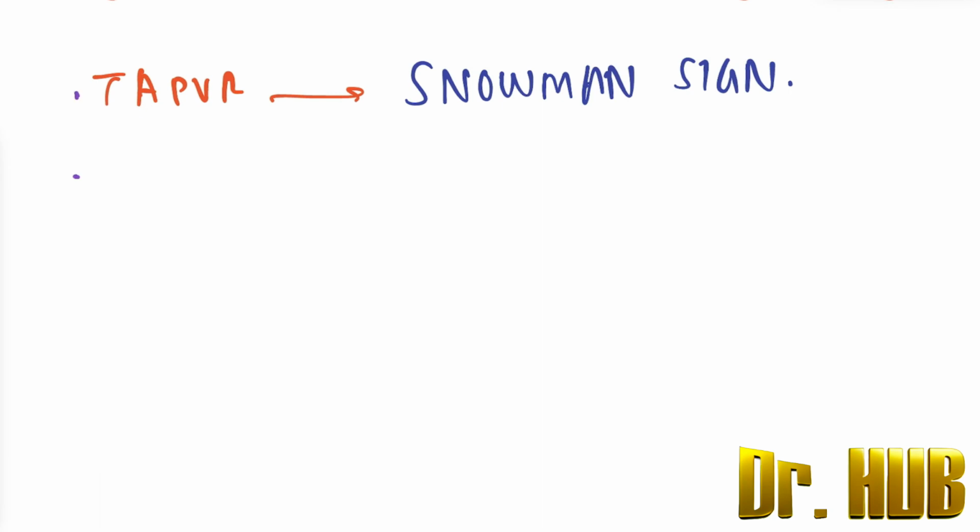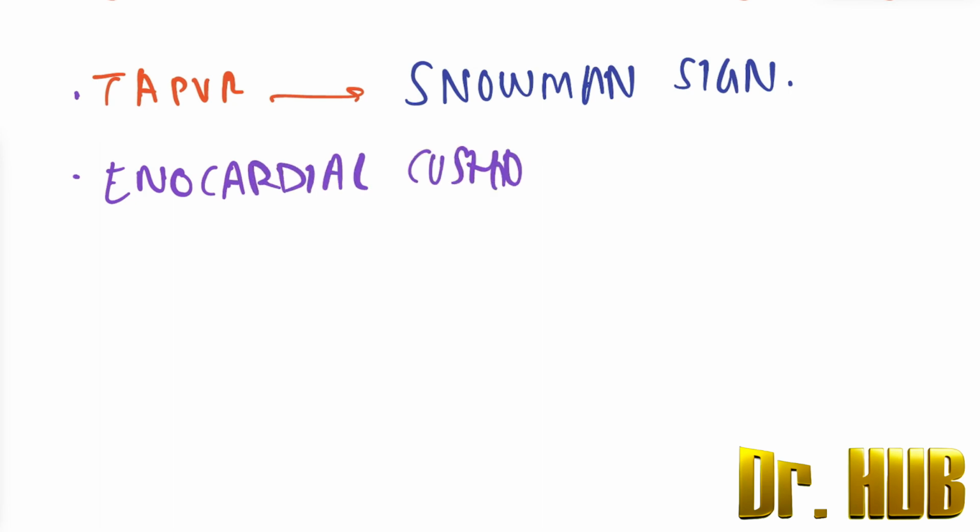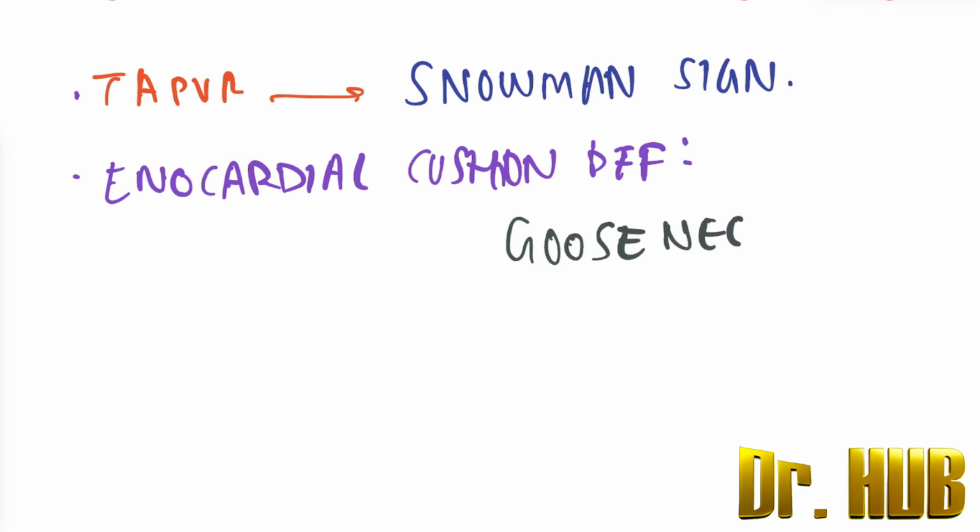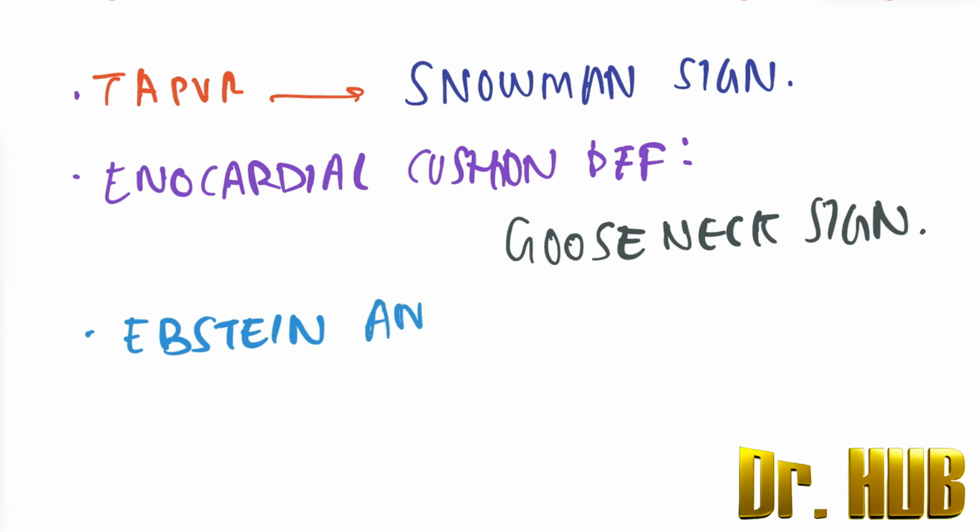Then we look at the endocardial cushion defects. So endocardial cushion defects, what does this include? This includes the gooseneck sign. Gooseneck sign. Then we look at Ebstein anomaly. Under Ebstein anomaly, it is nothing but a box-shaped heart.